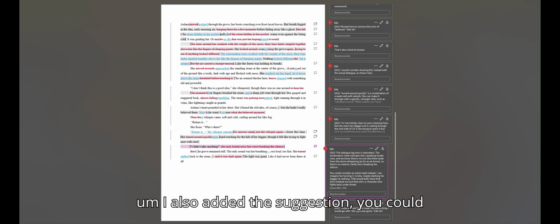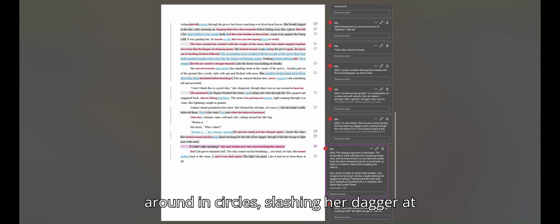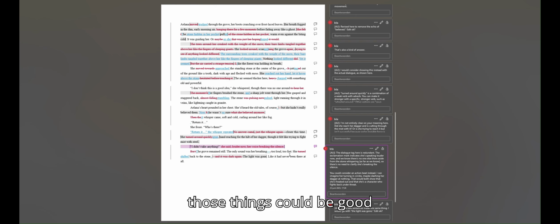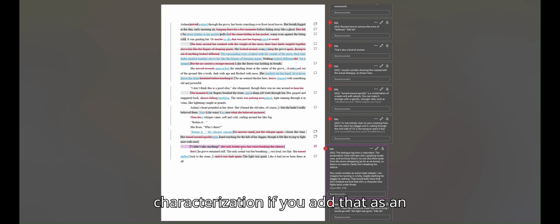And I also added the suggestion, you could consider an action beat to show her panic more, like her turning around in circles, slashing her dagger at nothing. I like that imagery because it shows that she's freaked out, and it shows that she's a character who fights back under threat. So both of those things could be good characterization if you add that as an action beat.